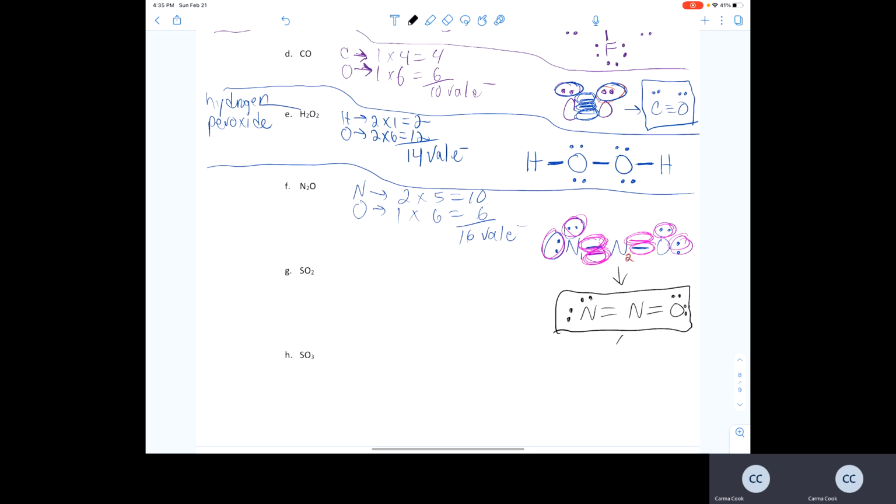And of course, there's a resonant structure. We could have taken another pair of electrons away from the outer nitrogen and therefore had a triple bond between the outer nitrogen and the central nitrogen and kept the single bond between the central nitrogen and the oxygen. So both of these are considered correct. So these are resonance structures.